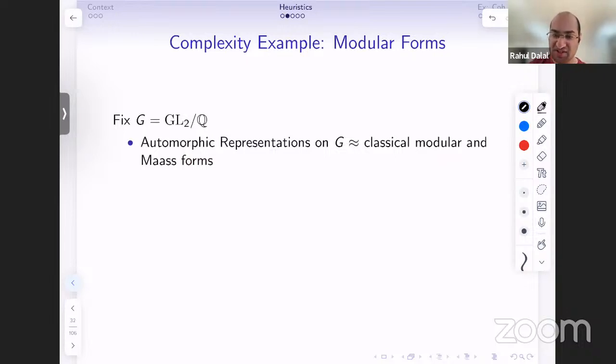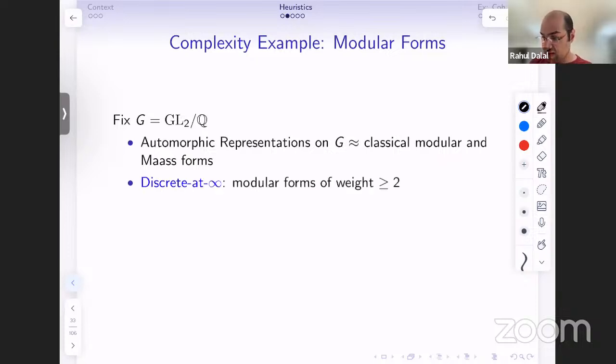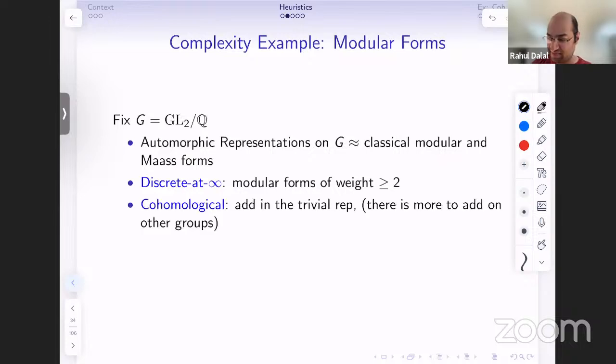Again, for GL2 over the rational numbers, automorphic representations on the group G are the same as classical modular and Maass forms. Basically, the functions that make up the automorphic representations give you classical modular and Maass forms. Discrete at infinity means you're looking at modular forms of weight greater than or equal to 2. If you remember your theory of modular forms, these are the easiest ones to deal with.